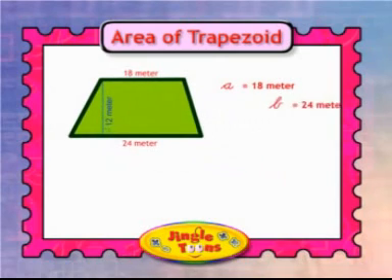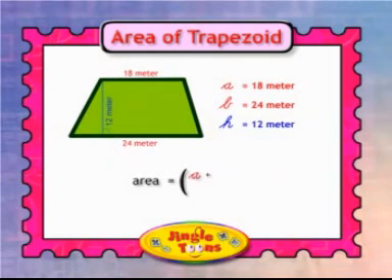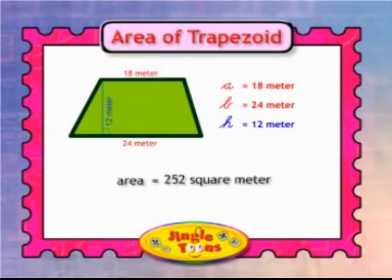Now the formula to find the area of trapezoid is area is equal to A plus B upon 2 multiplied by h. So, area is equal to 18 plus 24 upon 2 multiplied by 12. Thus, area is equal to 42 upon 2 multiplied by 12. So, area is equal to 21 multiplied by 12. This means area is equal to 252 square meters.